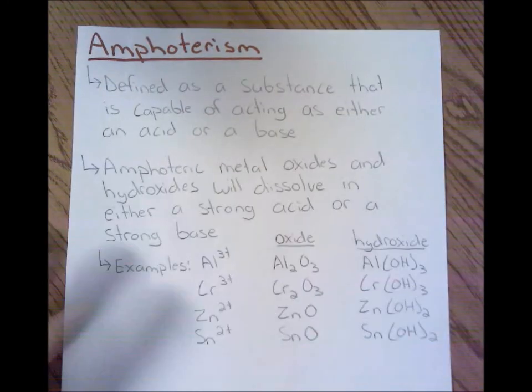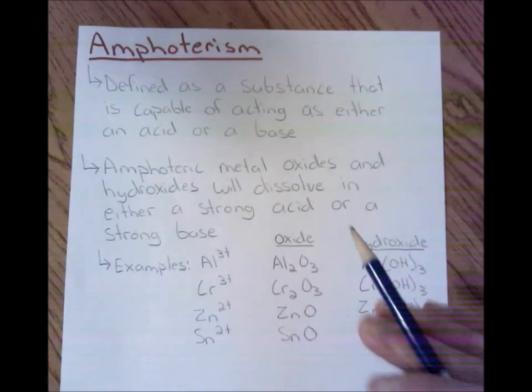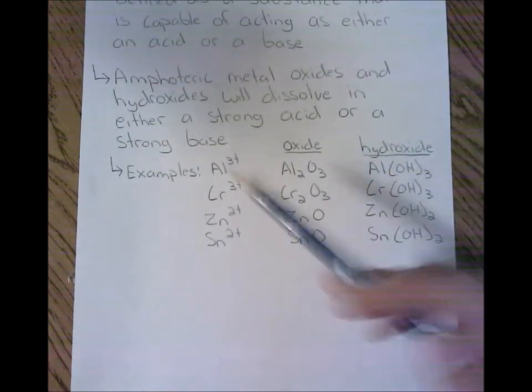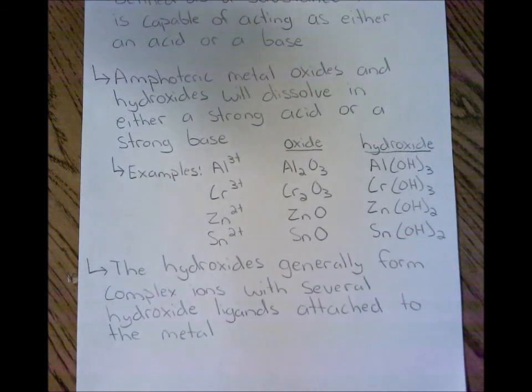Now, what this is talking about here is that most of the time these hydroxides are generally going to form complex ions with several hydroxide ligands attached to the metal. So let me write that down. This is what we talked about at the beginning, where really this amphoterism has to do with both pH and the complex ion. So to show you an example of this, we are going to use aluminum hydroxide.